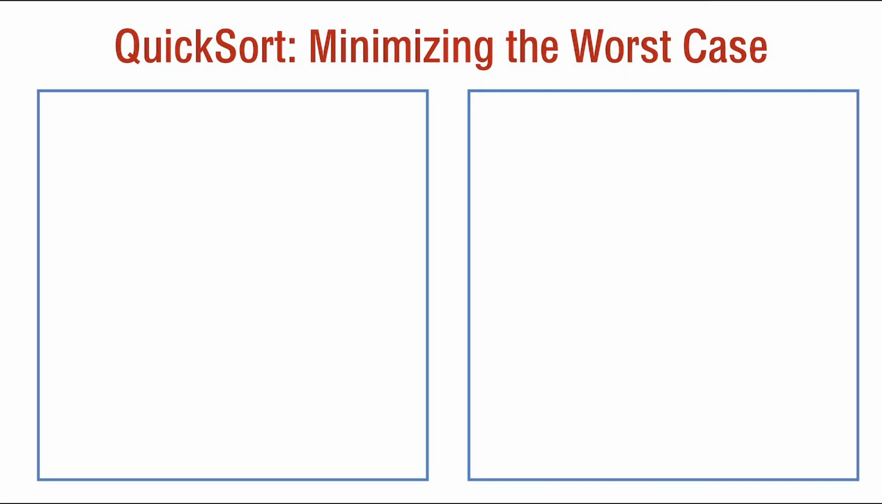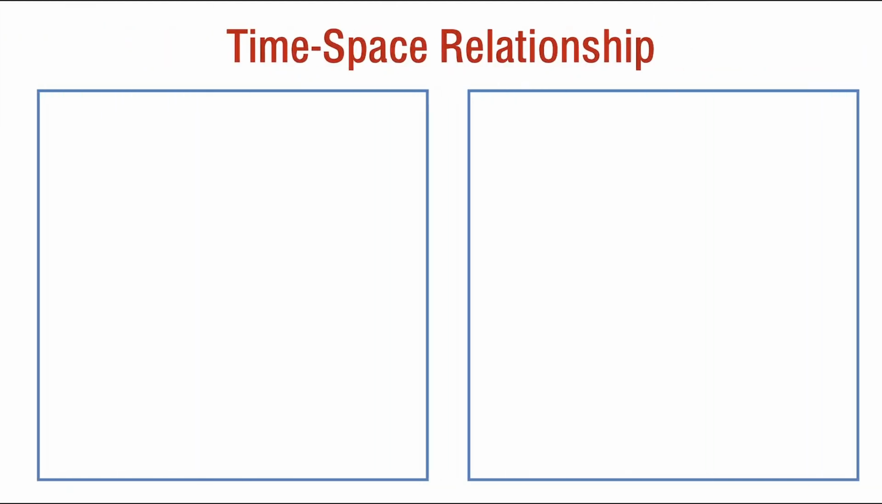We have discussed how we minimize the worst case for quicksort by using the median finding algorithm. Finally, we come to a very interesting relationship. If we notice that all algorithms have a time-space relationship, we have analyzed the time complexity. If we look at the four algorithms that we have, we did a max removal sorting. These are the four algorithms.